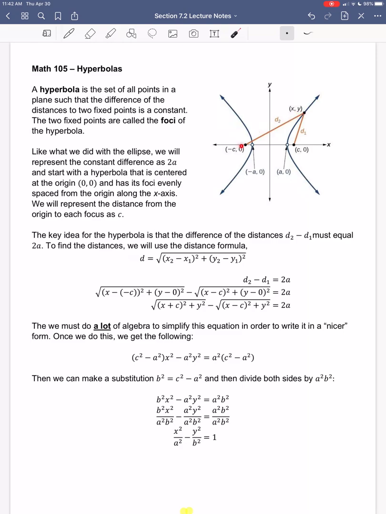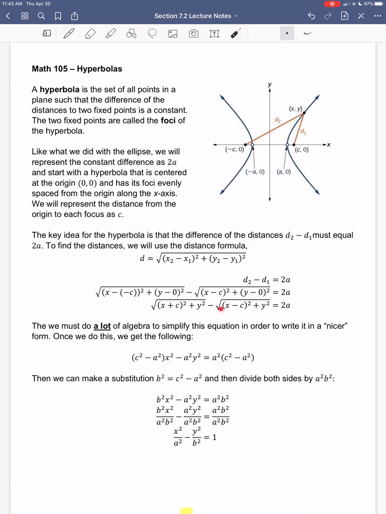To find distance d2 and distance d1, I'm going to use the distance formula that we've talked about before. We've got d2 minus d1 is 2a. To find d2, we subtract the x-coordinates, x minus negative c, and square that. Then y minus 0, and we square that. We add them together. Then we do the same thing for d1: x minus positive c, and still y minus 0. When we simplify, minus a negative becomes a plus, and we get this equation.